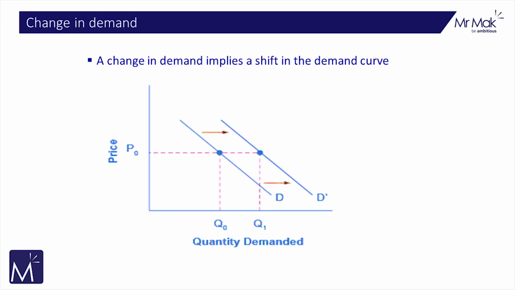Now, in certain situations, you're going to get a shift in the demand curve. And that means the demand curve will either move inward or it will move outward. What are the factors that will cause a shift in the demand curve? Let me run you through some examples.